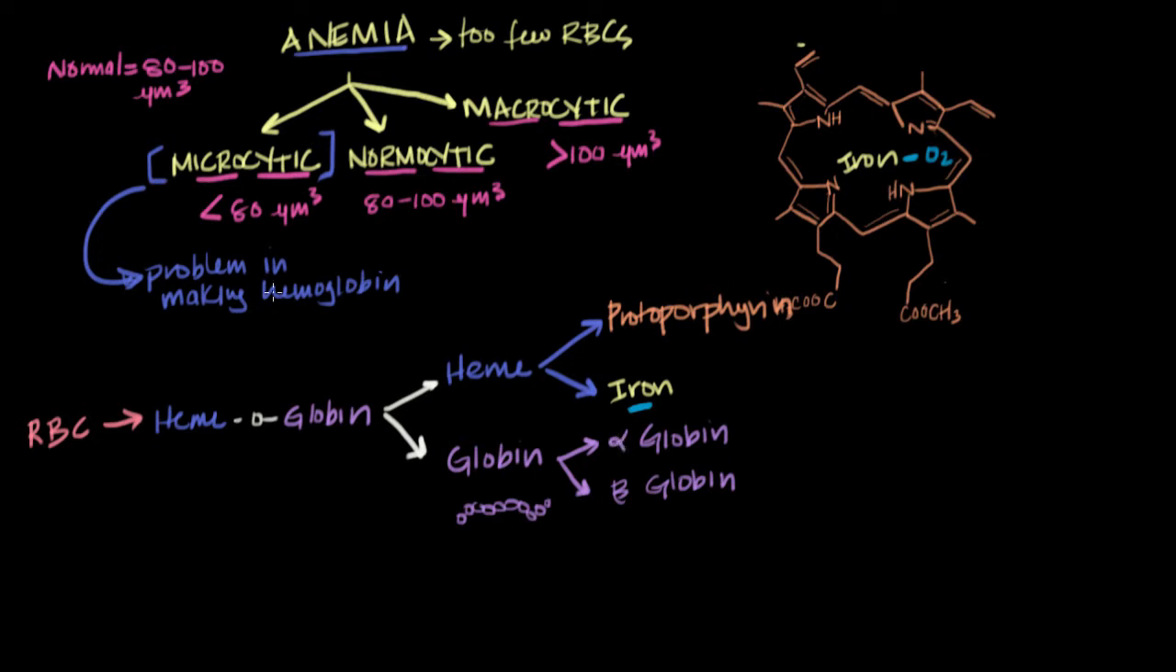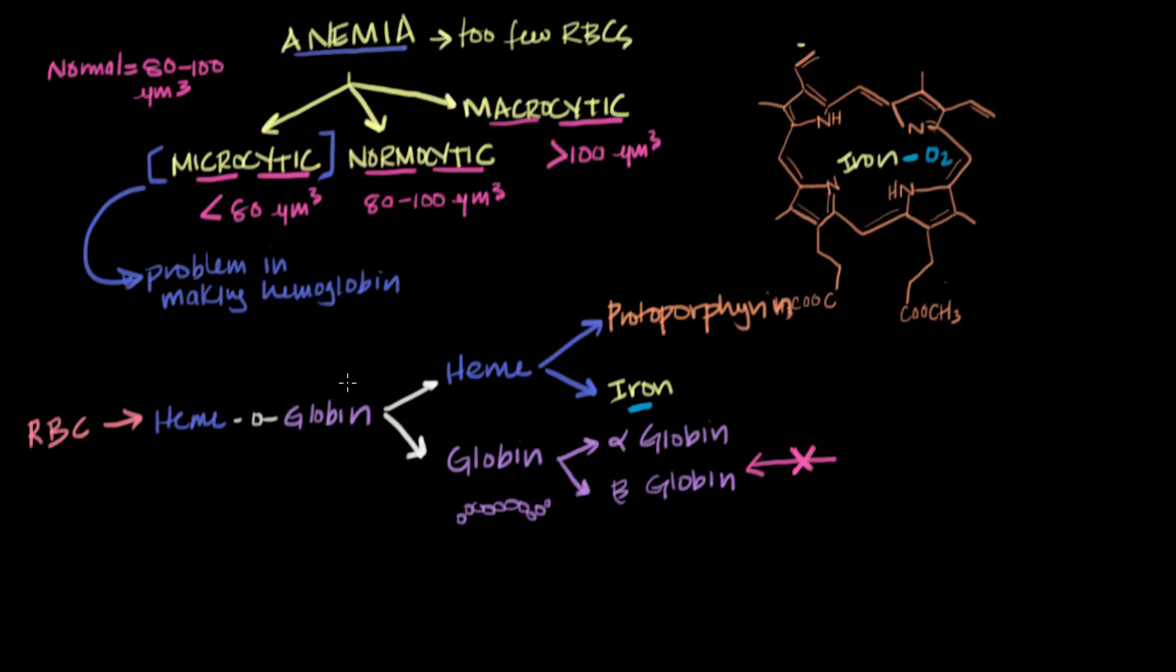Like I said, all the microcytic anemias are due to a problem in making hemoglobin. So what are some of the different ways in which you could end up with a problem in making hemoglobin? Well, let's start from the bottom with the globin molecules. If you had a problem with making globin, that would lead to a problem in making hemoglobin. And when we have a problem in making hemoglobin, we end up with a microcytic anemia.